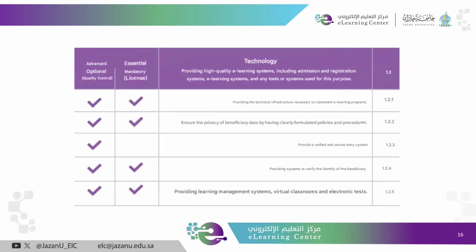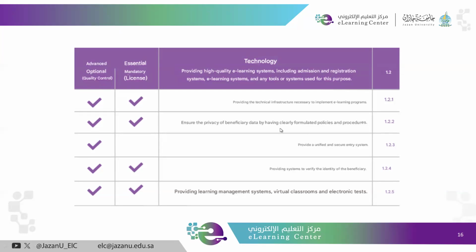So now next is standards for the technology. This table is a guideline or checklist for implementing technology in the e-learning system, particularly focusing on the requirements necessary for licensing and quality control. So here, for example, the first one requires providing the necessary technical infrastructure for implementing the e-learning programs.